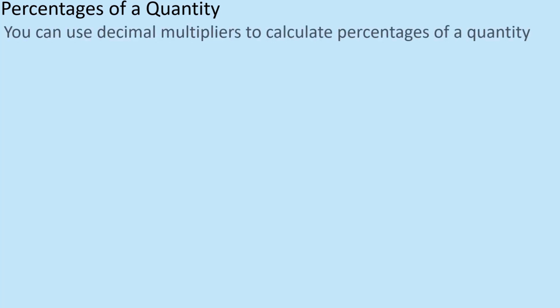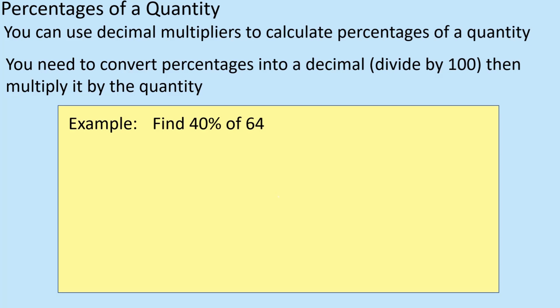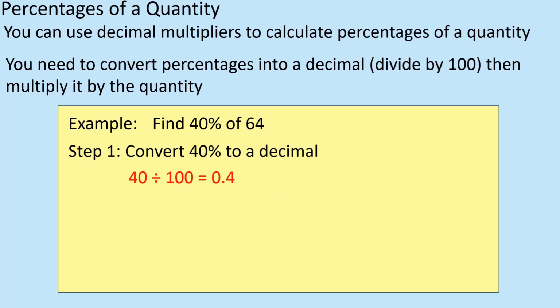All right, so to use a decimal multiplier to calculate percentage of a quantity, you're trying to think about what decimal would replace the percentage. So you need to convert percentages into a decimal, therefore divide by 100, and then multiply it by the quantity. So for example, 40% of 64, well, 40% as a decimal is 0.4. So if I do 0.4 times by 64, then that's going to give me 40% of 64. All right, so 0.4 times 64 is 25.6.